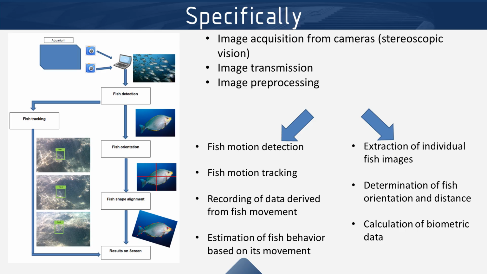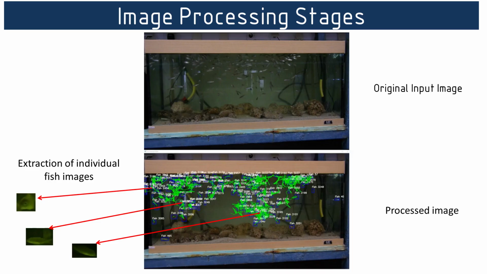Before sending these patches to the FPGA, the orientation and the distance of the fish are estimated. The distance is used to measure absolute fish dimensions. On the other path, the motion of the fish is recorded in order to interpret the motions of the fish as its behavior. Here we see the original input video frame at the top and the processed image at the bottom, where individual fish patches are extracted.